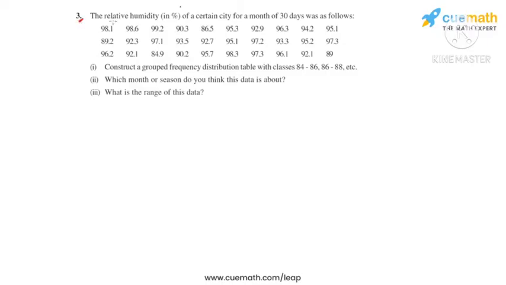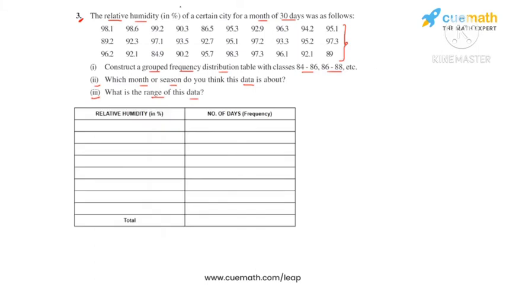Question number 3 says that the relative humidity in percentage of a certain city for a month of 30 days was as follows. So this is the data that we have. The first point asks us to construct a grouped frequency distribution table with classes 84 to 86, 86 to 88, and so on. The second point asks us which month or season we think this data is about. The third point asks us what is the range of this data. So to answer these points better, we will first have to construct a grouped frequency distribution table.